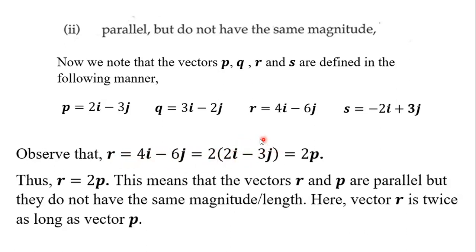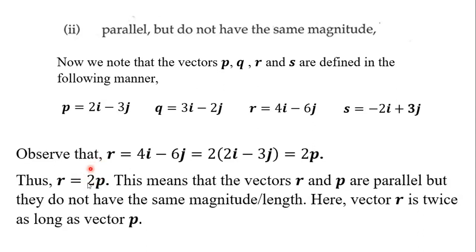Now, what is this vector? Look carefully. What is 2i minus 3j? That is exactly the vector P. P is 2i minus 3j. So instead of writing 2i minus 3j, let us just write P. So that means that R equals 2P. And that's what we have. R equals 2P. Now, what does this tell us?